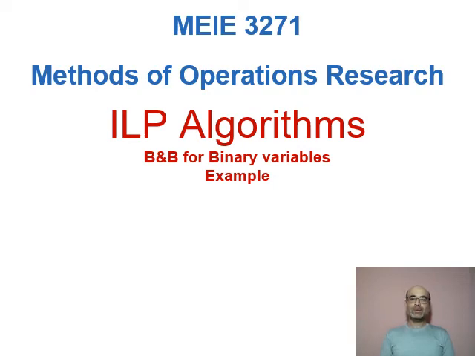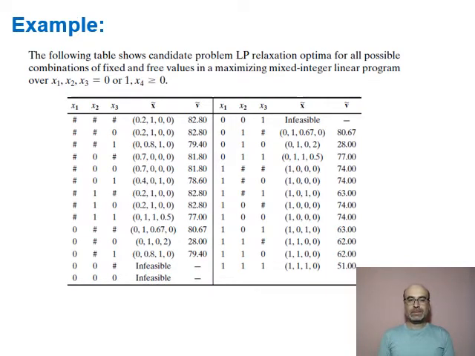Hello dear friends, we continue our discussion on the branch and bound algorithm, and today I'm going to solve another example with the branch and bound algorithm for binary decision variables. So let's get started. The example that we are going to solve is given in this way.